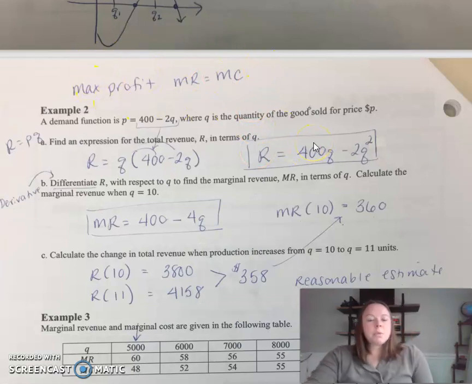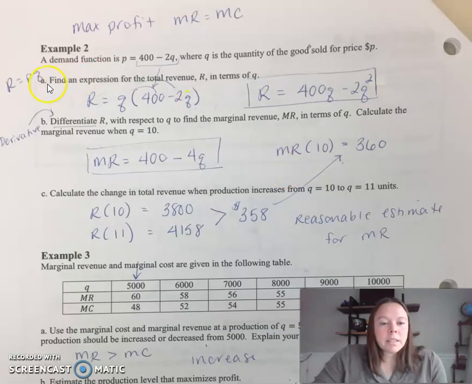So let's look at some examples. It says a demand function is given here, where Q is the quantity of goods sold for price P. Find an expression for the total revenue. So this is all review. Revenue is price times quantity. So notice I plugged this function in for P and wrote my new revenue function in terms of Q.